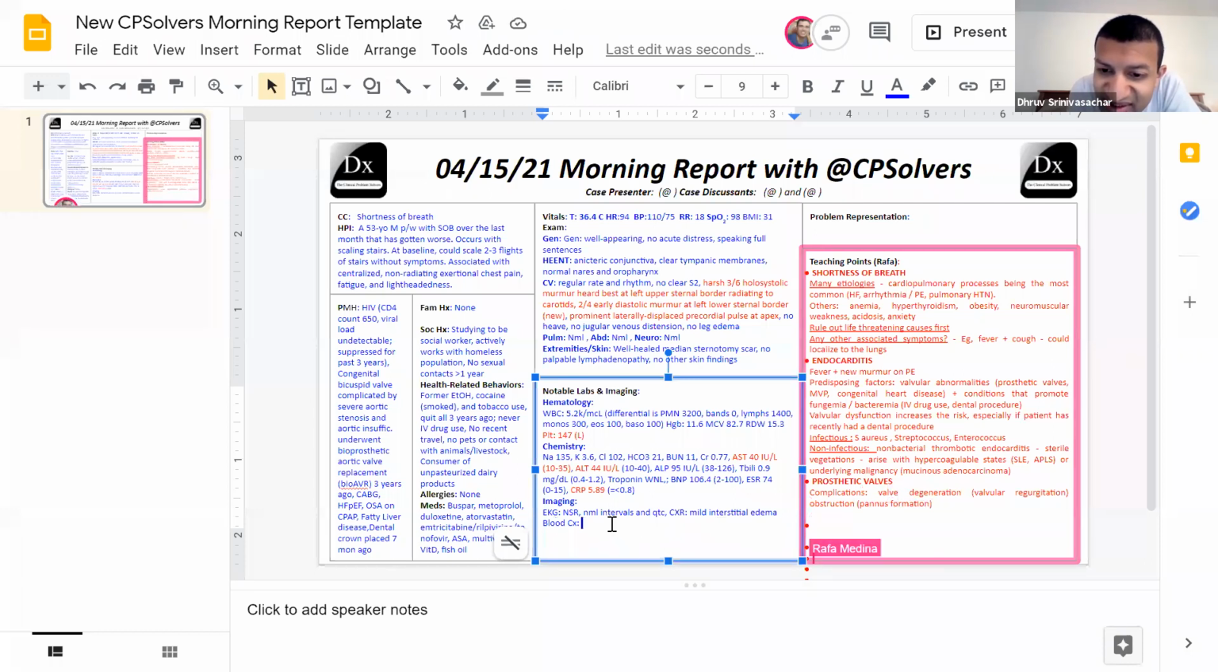And they rechecked his HIV. His viral load is still undetectable. They screened him for syphilis, which was negative. He's Hep A and Hep B immune, and he is Hep C antibody negative.